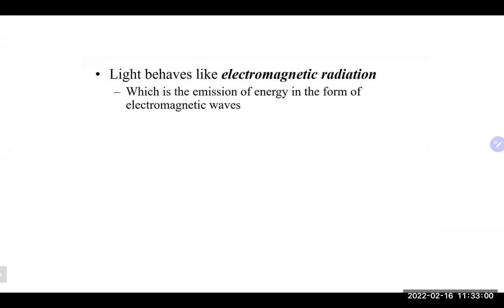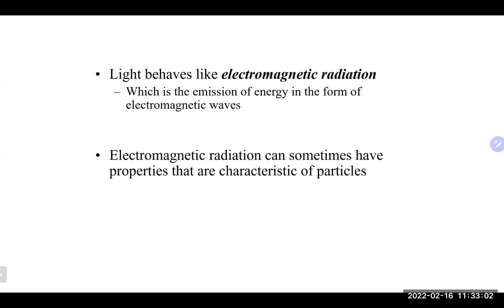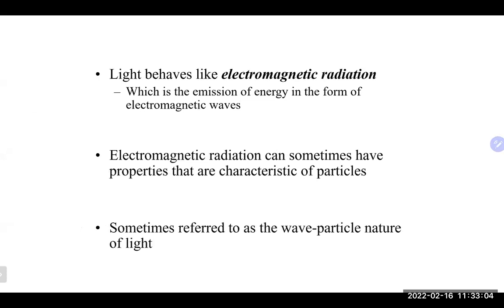Now, light does behave like electromagnetic radiation, and electromagnetic radiation sometimes has properties that are characteristic of particles and also properties that are characteristic of waves. We're not going to go into super deep detail on all this, but you sometimes hear a lot about the dual nature of light.